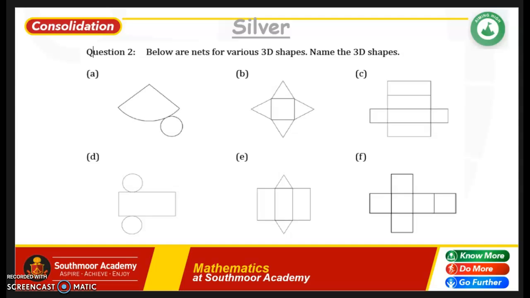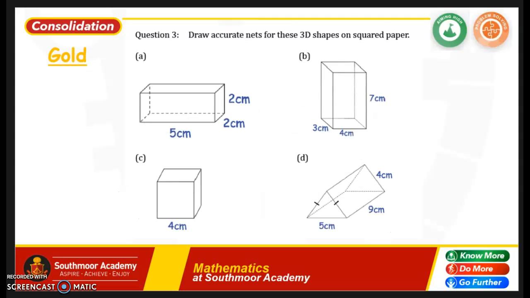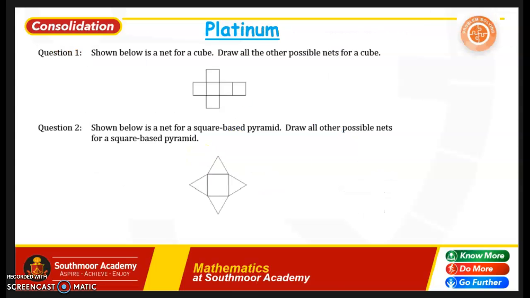Then silver, you have to state what the shapes are below. So we've already done A and B. Have a go at C. Then on gold, you have to draw these accurately. So this is where labelling the sides might come in handy. Okay, so you have to draw them accurately in your book.